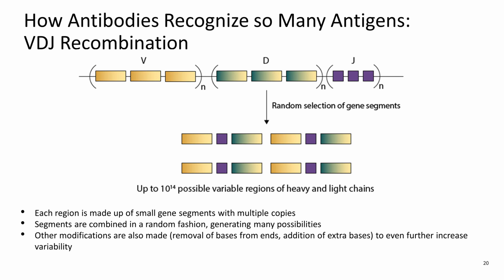You can then randomize each gene fragment to create roughly about 10 to 14 possible variations of the light chain and the heavy chain. This will then encompass the majority of potential antigens you will meet in your lifetime. Each of these regions is made up of a small gene segment with multiple copies, and these segments are combined in random fashion so that you have a number of antibodies generated, and you go through a screening process before the final antibody is retained.